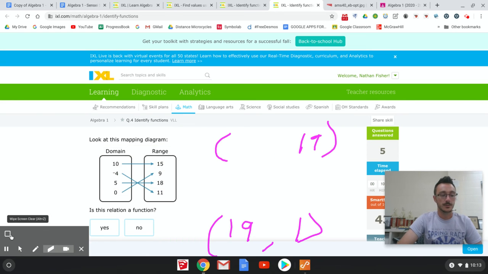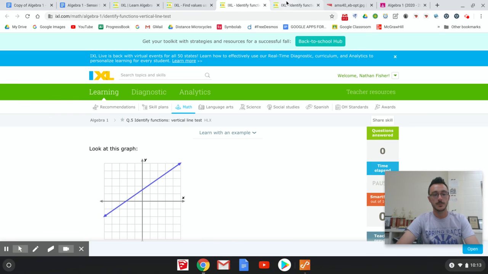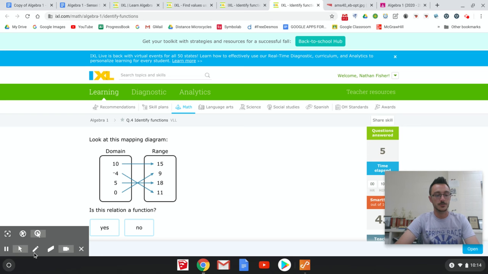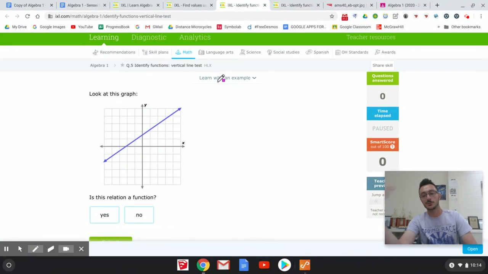Okay, that's clear. So I think we went over everything this one has to offer. I'm going to flip now to, let me make sure I'm on the writing tool again, to another IXL that you might look at, Q5, so the next one in the order. This is something called the vertical line test. So this is kind of what I was talking about with the two dots that shared an x coordinate earlier.